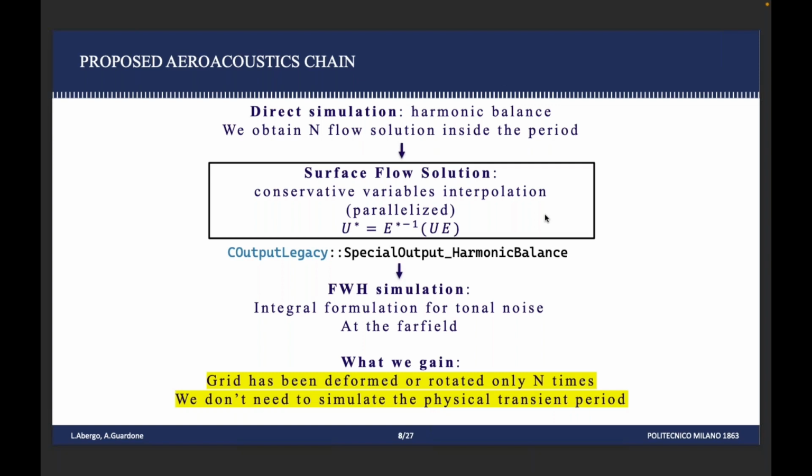What are the advantages? Let's think about rotorcraft in forward flight. At each iteration, we need to rotate the grid and deform the grid, and it is time consuming. Instead, with harmonic balance, we have to do this only n times. And since it is a spectral method, we don't need to simulate the physical process period.